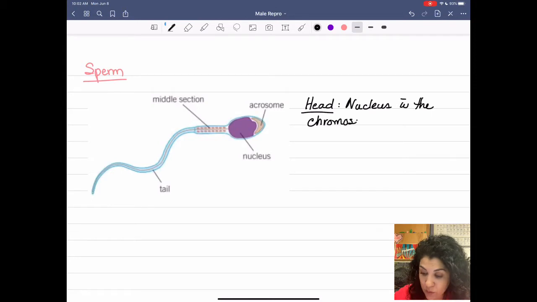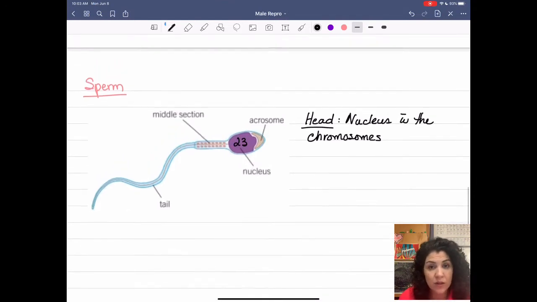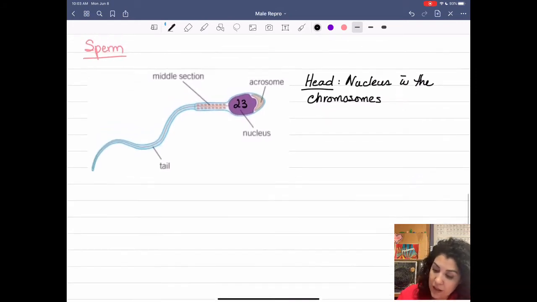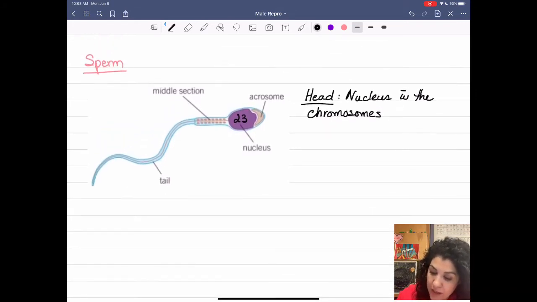And that is the most important part because it has the chromosomes, right? Humans have 23 chromosomes in there, ready to mix with the female 23 chromosomes to make a zygote. And another thing that is important about the head, as you can see there, is you have something called an acrosome.